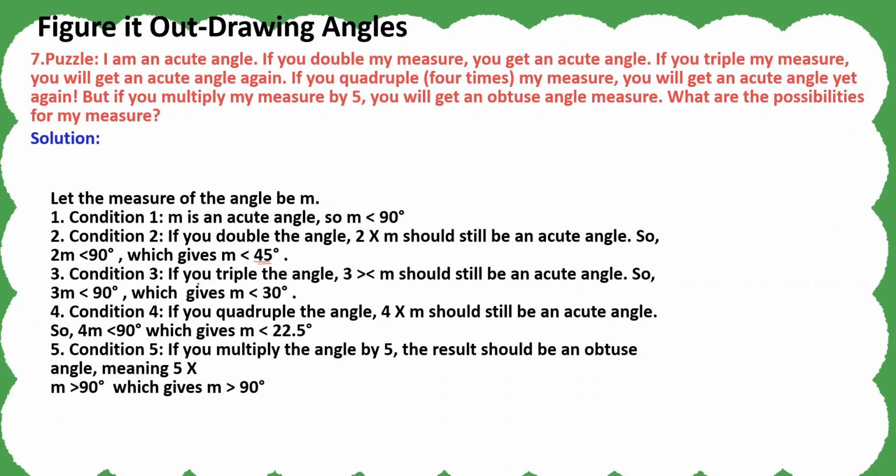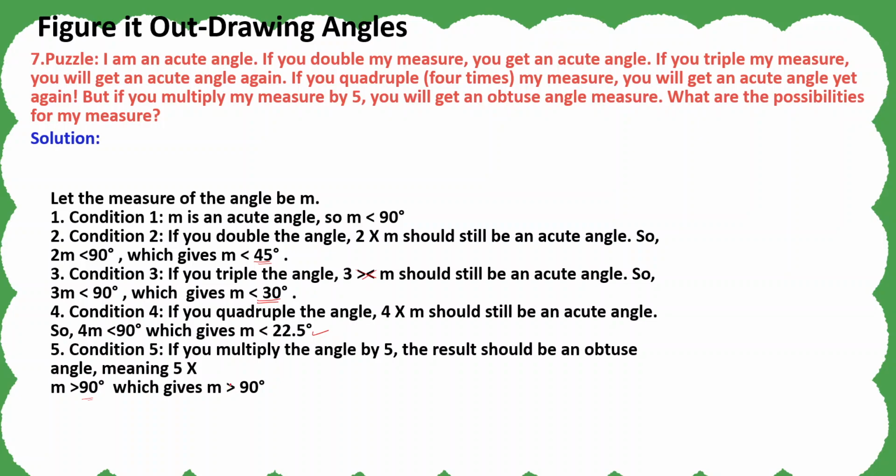Third condition, if you triple, meaning 3 times this value, then it will be an acute angle. So 3m is less than 90 degrees, which means m is less than 30 degrees. If we quadruple, meaning 4 times m, it should be an acute angle. So 4m is less than 90 degrees, which means m is less than 22.5 degrees. If you multiply this angle by 5, the result should be an obtuse angle. So 5 into m should be greater than 90 degrees.